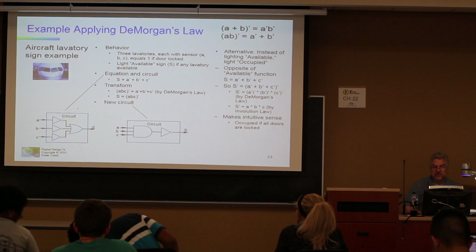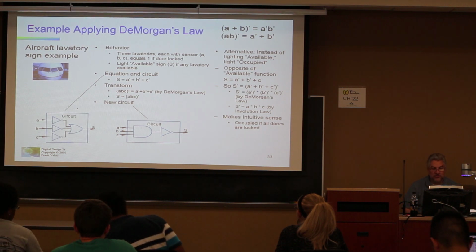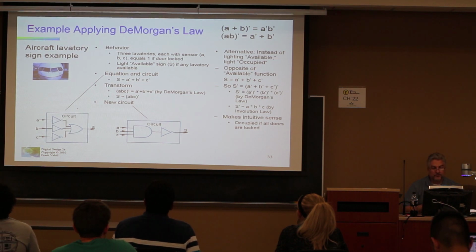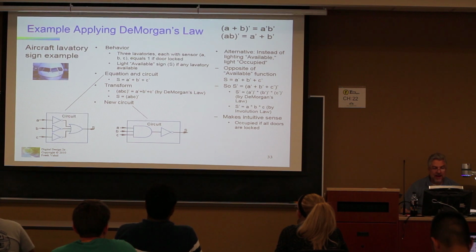So, in fact, let's take a look at an example of De Morgan's law. I like this aircraft lavatory sign example. You've seen that sign in the front of planes, right? You have 3 lavatories, each with a sensor A, B, and C. And it will be 1 if the door is locked.